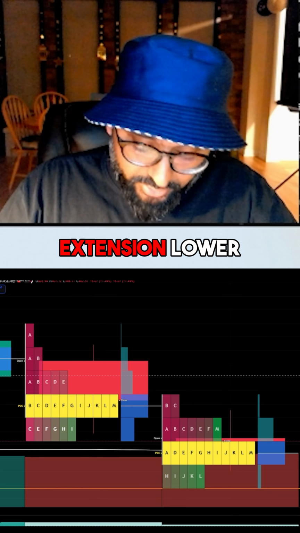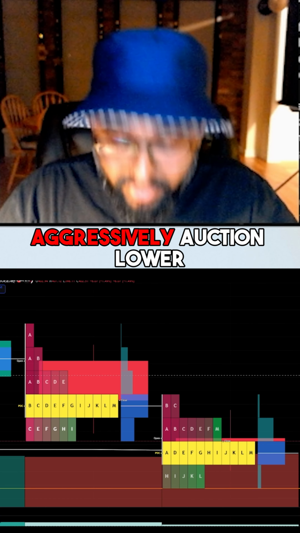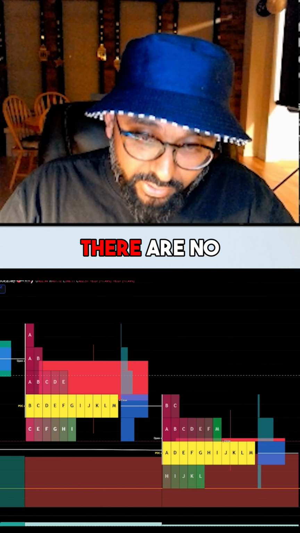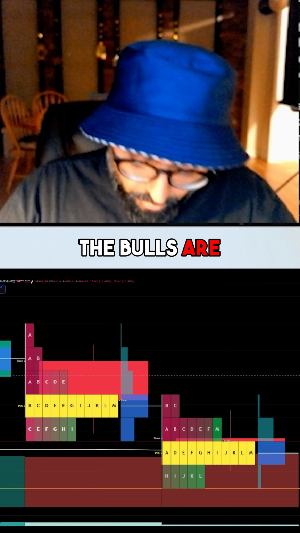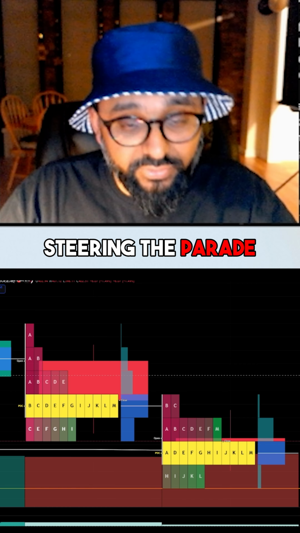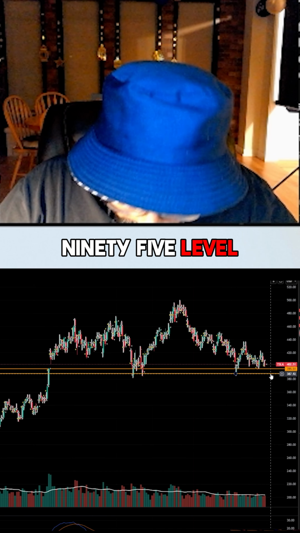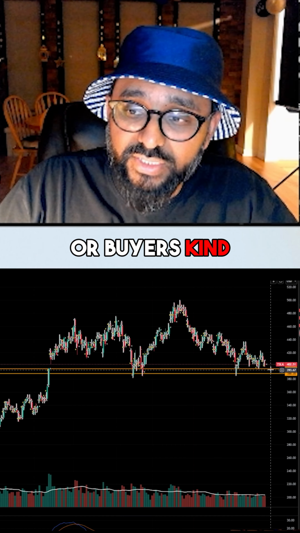There was range extension lower, which suggests sellers tried to aggressively auction lower and were successful in bringing value to the downside. There are no tails, which means no signs of exhaustion. The profile suggests the bulls are weak and sellers are steering the trade in their direction. Sellers may continue to test lower prices. There is a massive support level in the 388 to 395 level, so I'm looking for seller exhaustion or buyers kind of stepping in this area.